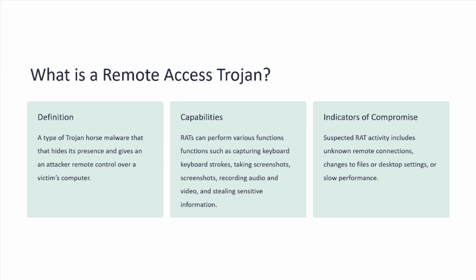What is the basic definition? It is Trojan horse malware that hides its presence and gives an attacker remote control over a victim's computer. It has many capabilities: it can work as a keylogger and capture your keystrokes, take screenshots, record audio, and even access your camera and see your live video. What are the indicators? We'll see that in detail at the end, how we can detect Trojans, how we can stay aware of Trojans, and how Trojans spread.